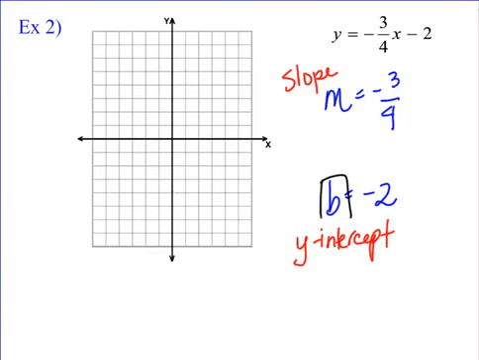Again, we're going to graph these points. This is where I'm going to begin. I'm going to begin at negative 2 because that's the only one that actually is a point. And then I'm going to have a slope of negative 3 over 4. So I'm going to go down 3, 1, 2, 3, and over 4, 1, 2, 3, 4. That's how I'm going to move, right?